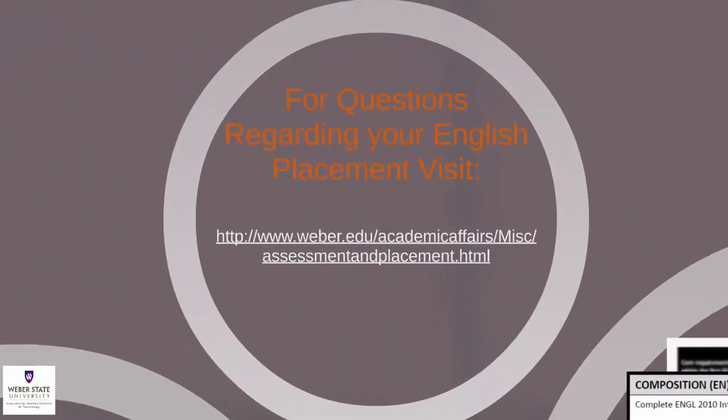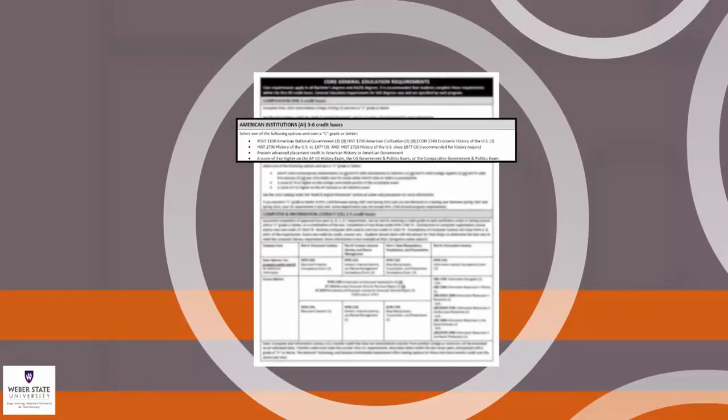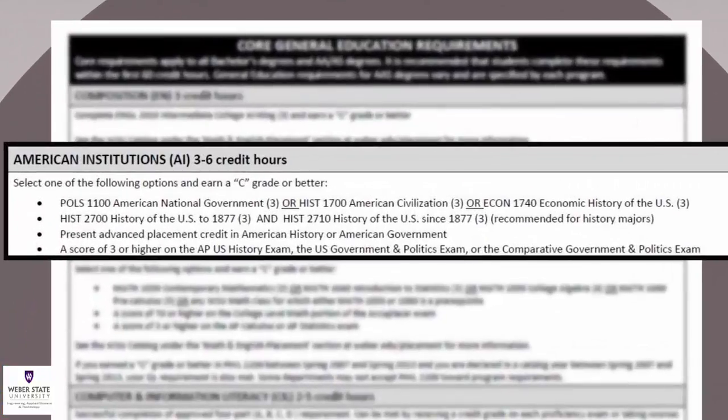If you have questions on your English placement, please see the Assessment and Placement Policy on the website shown on your screen. The second requirement is American institutions. This requirement can be completed in one of 5 ways. You can either take Political Science 1100, History 1700, or Economics 1740, or a combination of History 2700 and 2710.